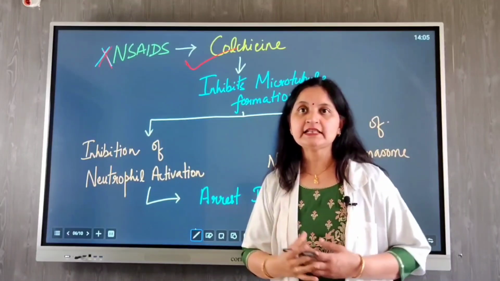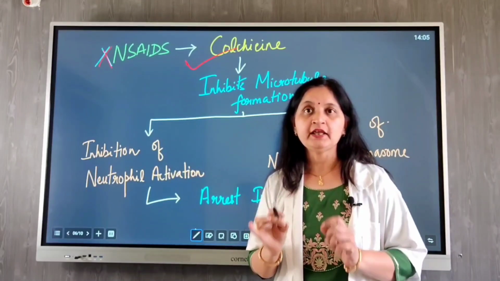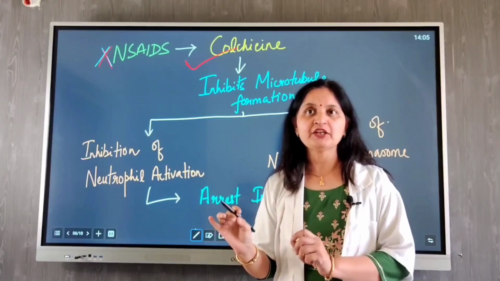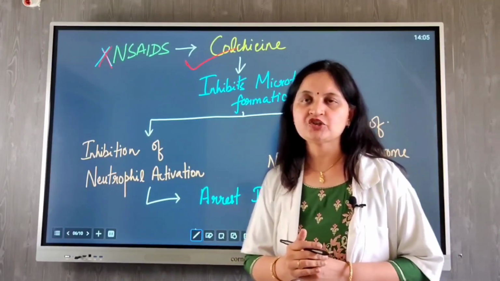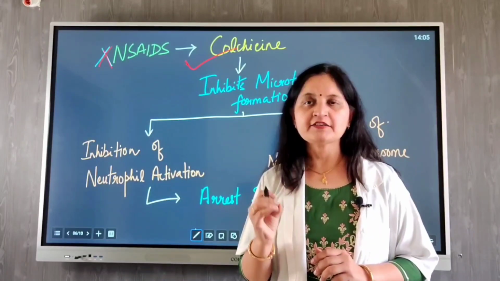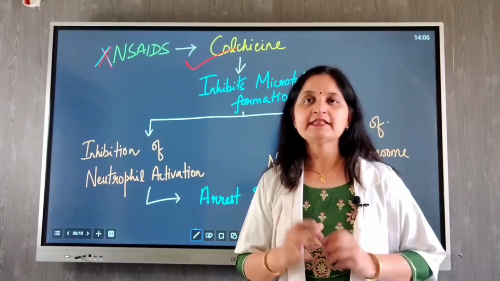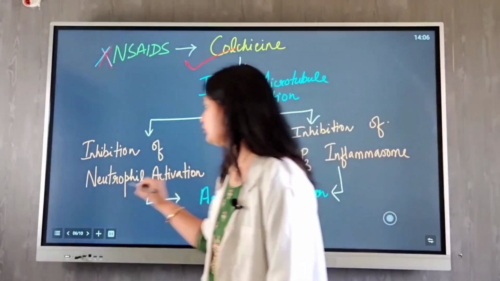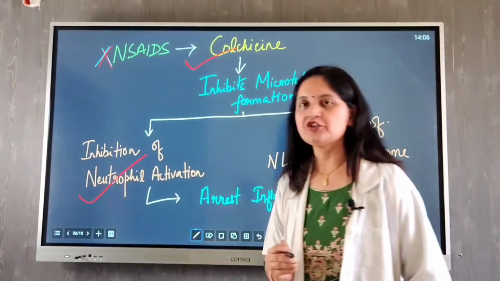Now how does colchicine act? It binds to beta-tubulin, inhibiting polymerization and inhibiting microtubule formation, thus inhibiting cell division. So it inhibits mitosis by arresting the metaphase of cell division. It inhibits cell division. Now because of the inhibition of cell division, there is inhibition of neutrophil activation.